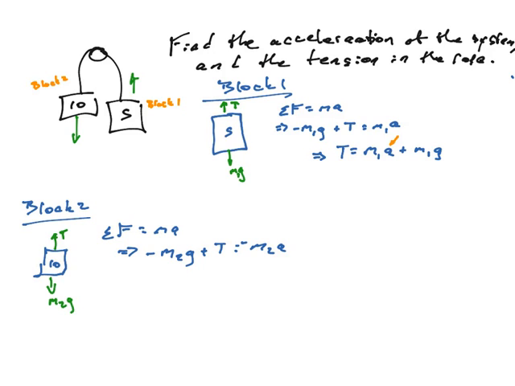Can I solve block 2? Well, no. Again, I still can't solve block 2 because block 2 still has 2 unknowns. T is unknown and a is unknown. However, notice now I have 2 equations. Here's one equation, here's a second equation. I know if I have 2 unknowns, I could solve it if I have at least 2 equations, and now I do.